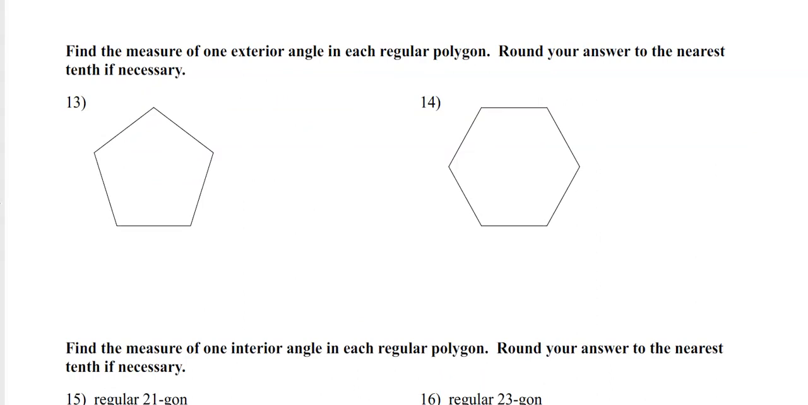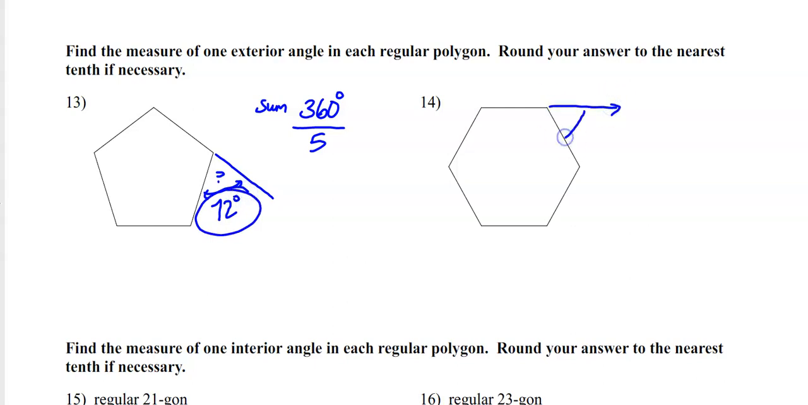All right, number 13, find the measure of one outside angle. Well, I've already shown you how to do this a little bit. So basically, we're just trying to figure out, hey, how much would one of these angles right here be? Pretty easy. Start with the sum, and then just divide it by 5, because there's 5 angles. So the correct answer here is 72 degrees. For this one, if I want to figure out the exterior angle, this person is 360 divided by 6, which is 60 degrees. There's that answer. So not too bad.